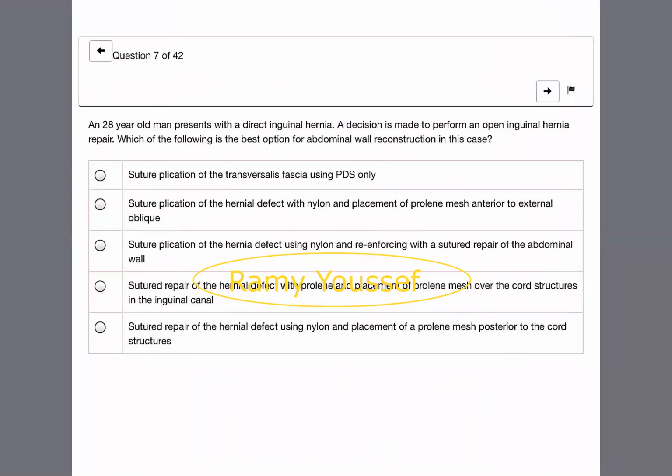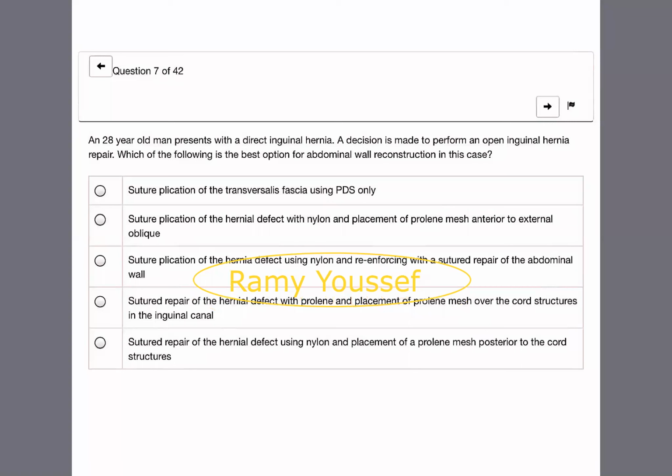Okay, Dr. Idigo, can you start with us? Let me read. A 28-year-old man presents with direct inguinal hernia. A decision is made to perform an open inguinal repair. Which of the following is the best option for abdominal wall reconstruction in this case?